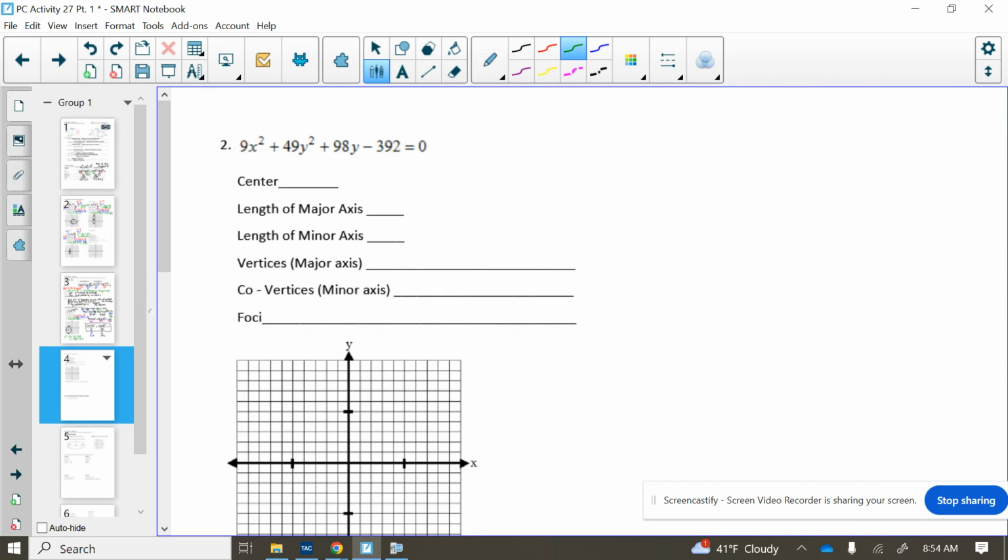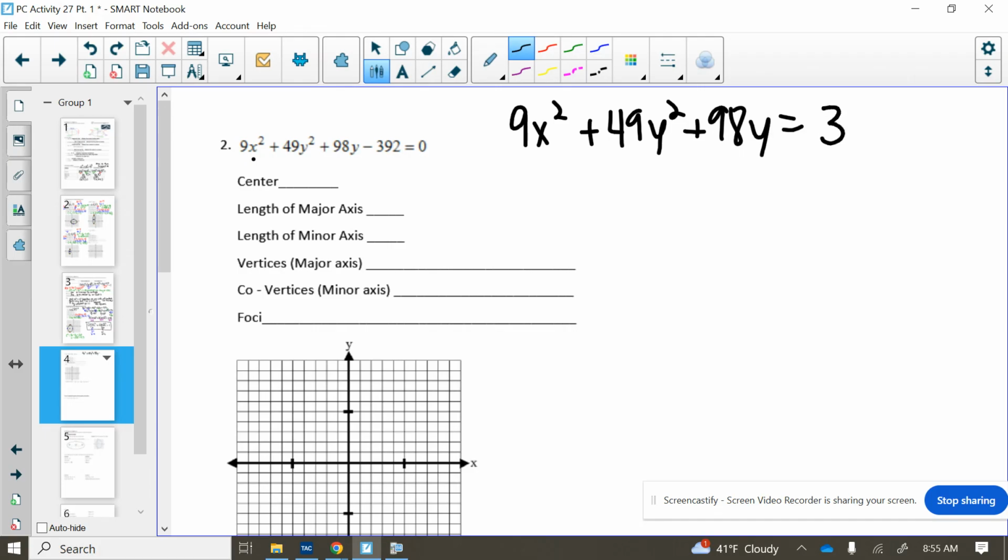Now on the next page, we see another example not in our standard form. So again, we want to start. This time we have 9x squared, and then we have 49y squared plus 98y, and then we're going to add over that 392 to the other side. Now this time, notice we're actually only going to complete the square on the y's because there is just an x squared, there's no b value with it.